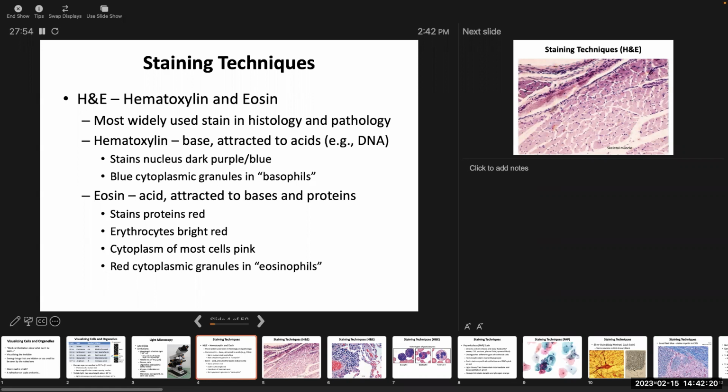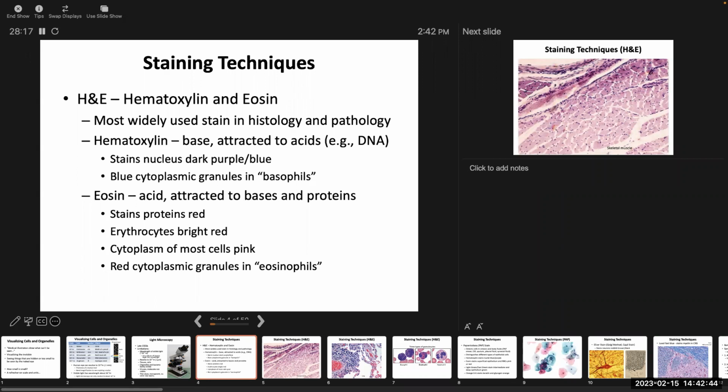Red blood cells don't even have a nucleus; they lose the nucleus. They are just a big bag filled with hemoglobin, which is a protein, of course, that's responsible for carrying oxygen in the blood. So when you stain red blood cells with eosin, they stain bright red because all that eosin is attracted to that giant bag full of protein.